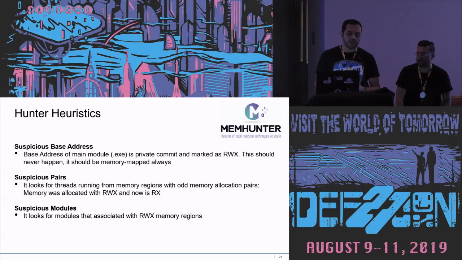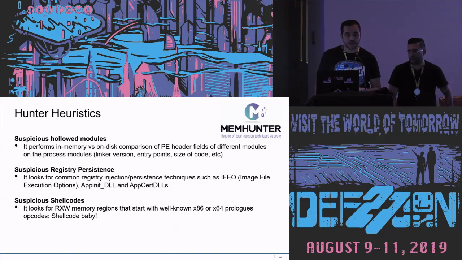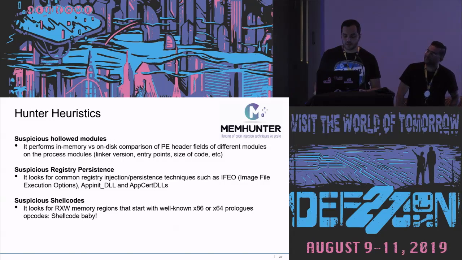Suspicious base address is something that indicates that the main module is running from private commit and marked as read-write-execute memory regions. Suspicious pair is the thing that I just mentioned. Suspicious modules, associated with the read-write-execute memory regions. Suspicious hollow modules is this cross-check between the PE header fields from the memory versus the counterpart on disk. Register persistent is just to look for stuff like this functionality from Windows to force a DLL to load into a remote process. And the last one, suspicious shellcode, is mainly to look for the well-known prologs from x86 and x64 shellcodes. So there are a good amount of shellcodes that start with the same set of opcodes.